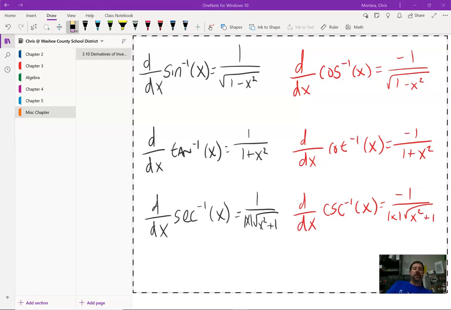Oh, one last thing with these too. I have these all written in terms of x. So 1 over root 1 minus x squared for the derivative of arcsine. However, again, chain rule always applies, right? So if there was a function inside of here, this might be 1 over the square root of 1 minus u squared times u prime.